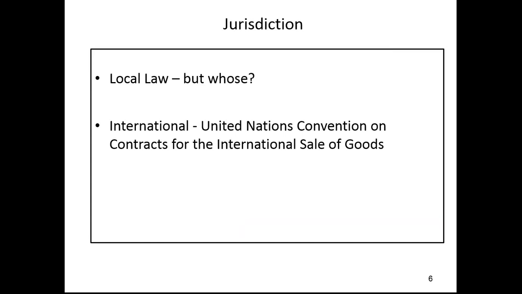The problem arises when we start talking about jurisdiction. Which law applies? Local law? But whose? Whose local law? Is it the buyer's local law? Is it the seller's local law?